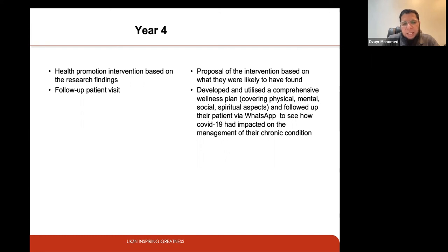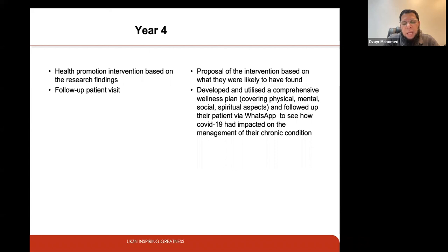When students enter the 4th year, whilst simultaneously conducting family medicine-related assignments, the intervention arising from the research is implemented, where students are expected to do a health promotion intervention based on the research findings, evaluate that intervention and present what they've done. And there is always a follow-up patient visit. Unfortunately, this was not possible in 2021.